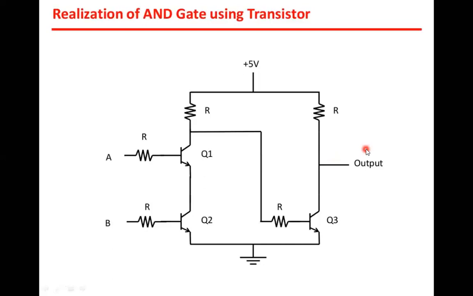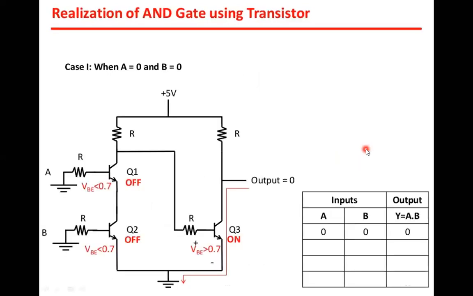So in the same manner it will work when, now let us assume A is equal to 0 and B is equal to 0. It means both the transistors are off and off. Then this is triggering into on, but output here across this point and the ground will be 0. So when A is equal to 0, B is equal to 0, output is 0.